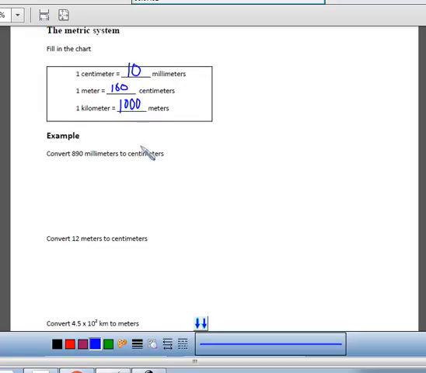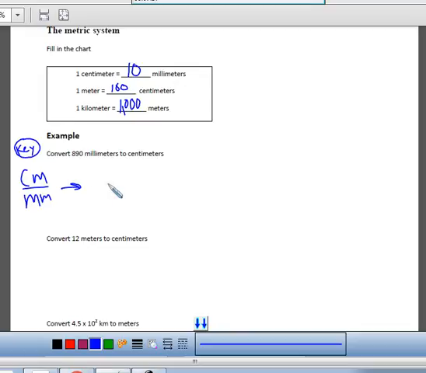1,000. All right, so convert 890 millimeters to centimeters. Now, when I do my conversions, one strategy is to make a proportion. A way you can do that is centimeters over millimeters, or millimeters over centimeters, it doesn't matter. But I'm going to use this as my key.